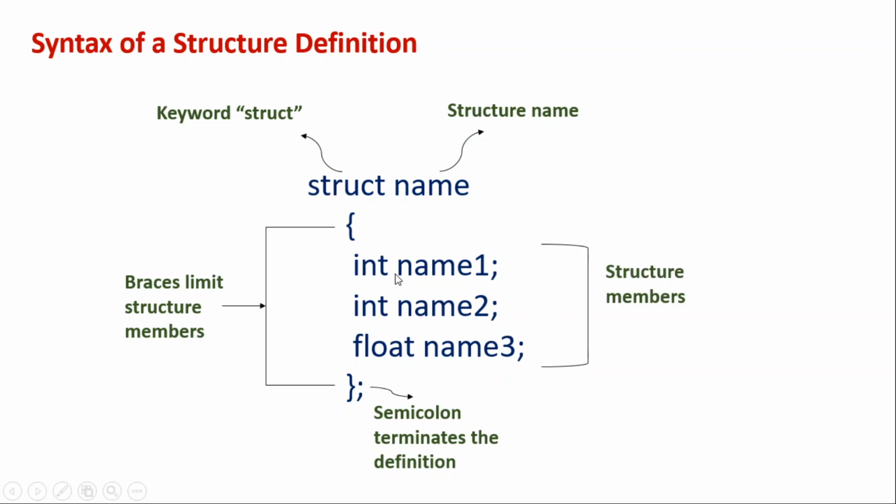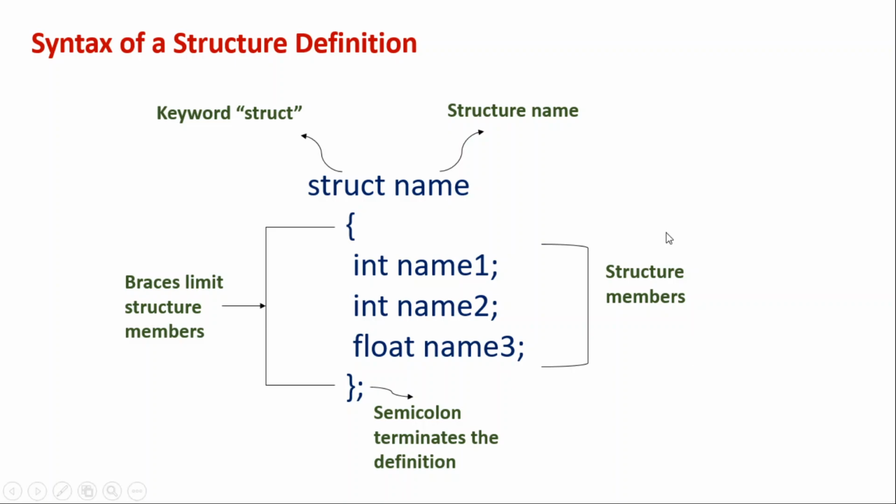Here there are three members in the structure. The first member's name is name1, the second member is name2, and the third member is name3. As we said earlier, all of them are not of the same data type. Two are integer type and the other one is a float variable. So this is about the syntax of a structure definition.